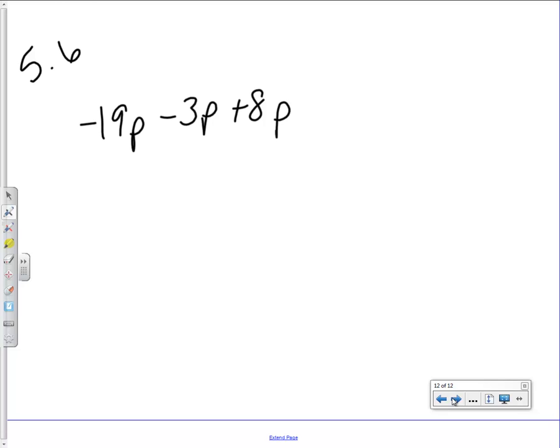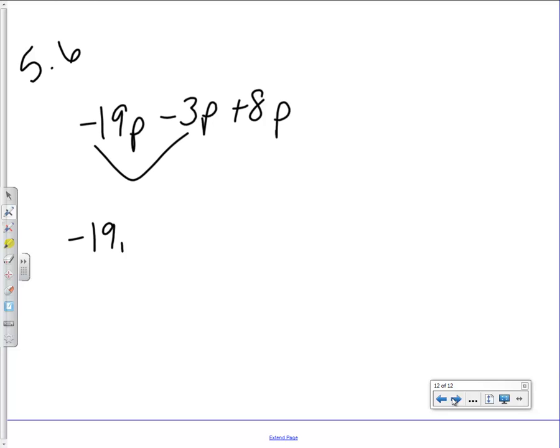So 19p, negative 19p, negative 3p, positive 8p. They all are a p, which means that they're the same category. They're all girls or they're all boys, or they're the same. So that means that I can add or subtract the numbers in front of the letter. So I'm going to do this from left to right.